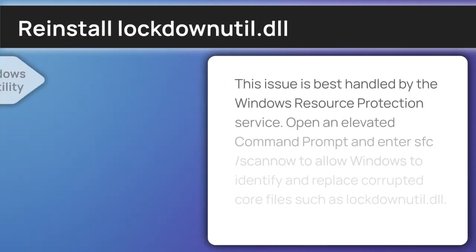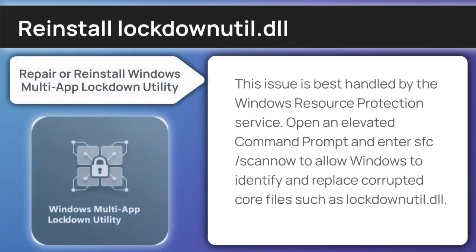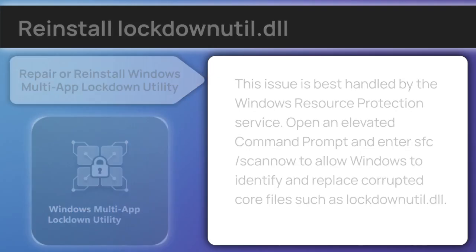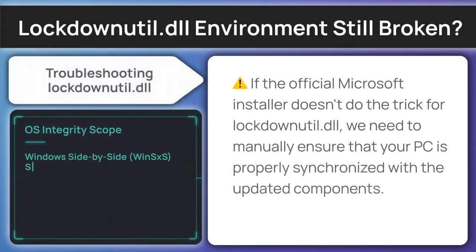This issue is best handled by the Windows Resource Protection Service. Open an elevated command prompt and enter sfc /scannow to allow Windows to identify and replace corrupted core files such as Lockdownutil Library DLL. If the setup package didn't provide a resolution, we need to look under the hood at how your system handles current session configurations.